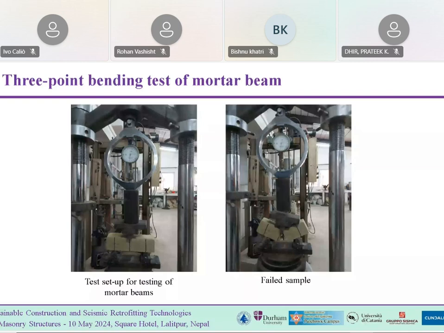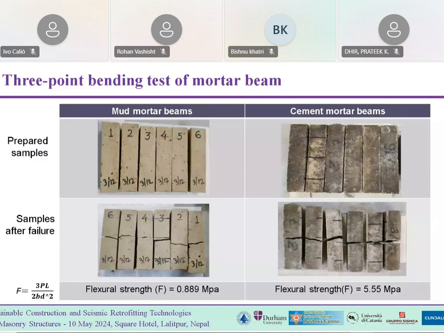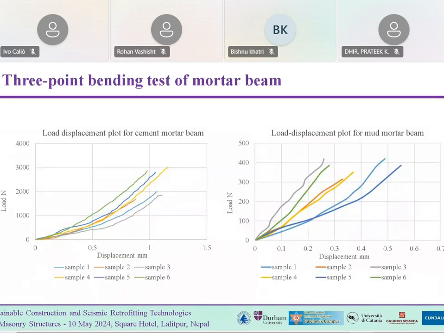Next, you can see in the slide what the failure mode of the mortar beams was. You can really see that the main cracks are in the mid span of the mortar beams, with a brittle mode of failure. The flexure strength was found to be 0.889 megapascal for mud mortar, and I think 5.55 megapascal for cement mortar beams. Moving on, these are the load displacement plots for the cement mortar beam and mud mortar beam.